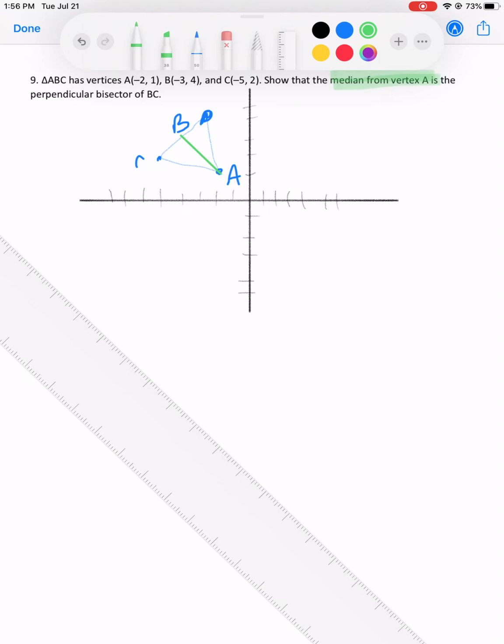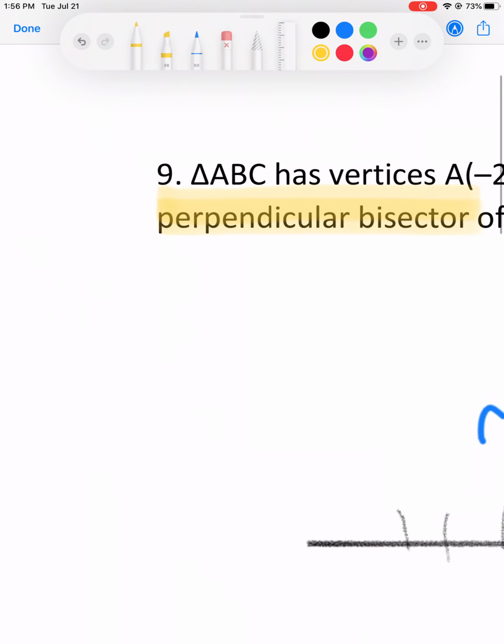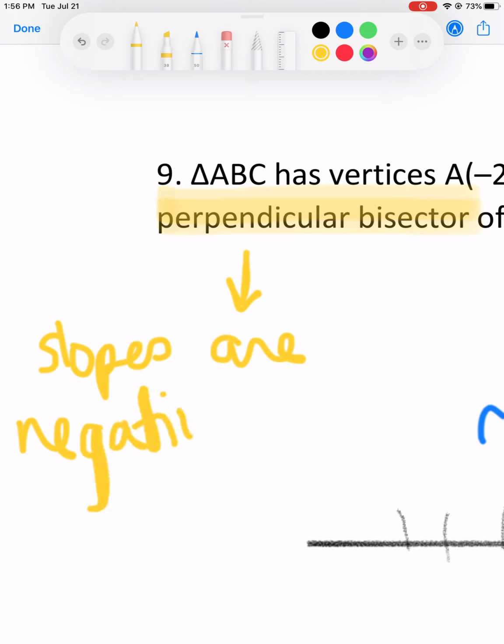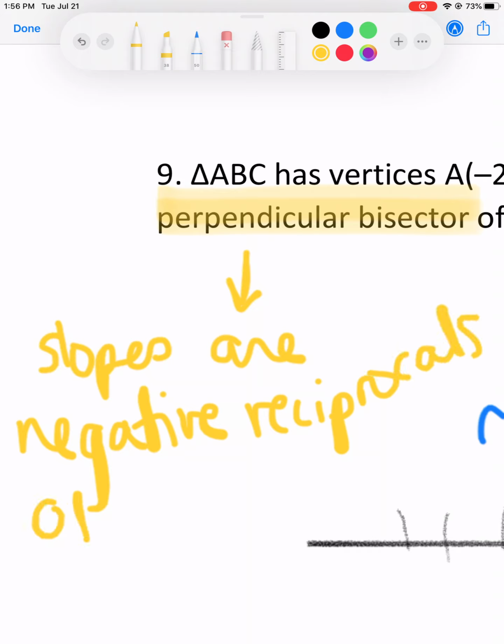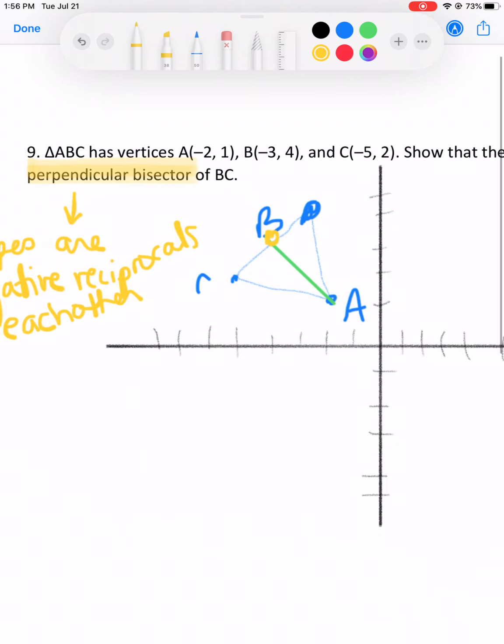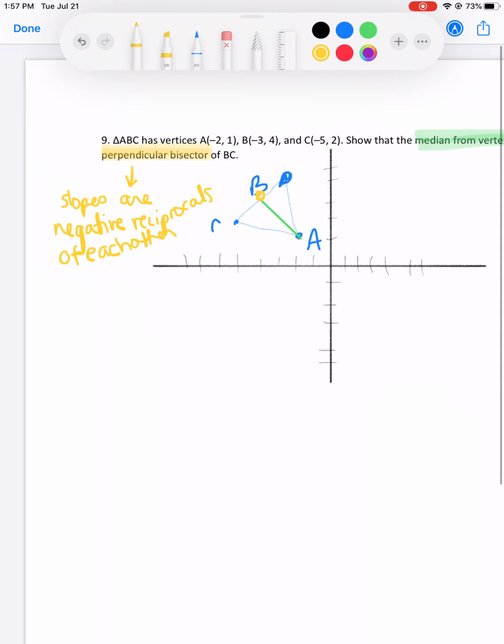And then is the perpendicular bisector. What on earth does that mean? That's a big word. The bisector means it's right in the middle of BC. And these are perpendicular. What does perpendicular mean? The slopes are negative reciprocals of each other. Okay? So that means, because we need to find the midpoint, we need to calculate the midpoint.